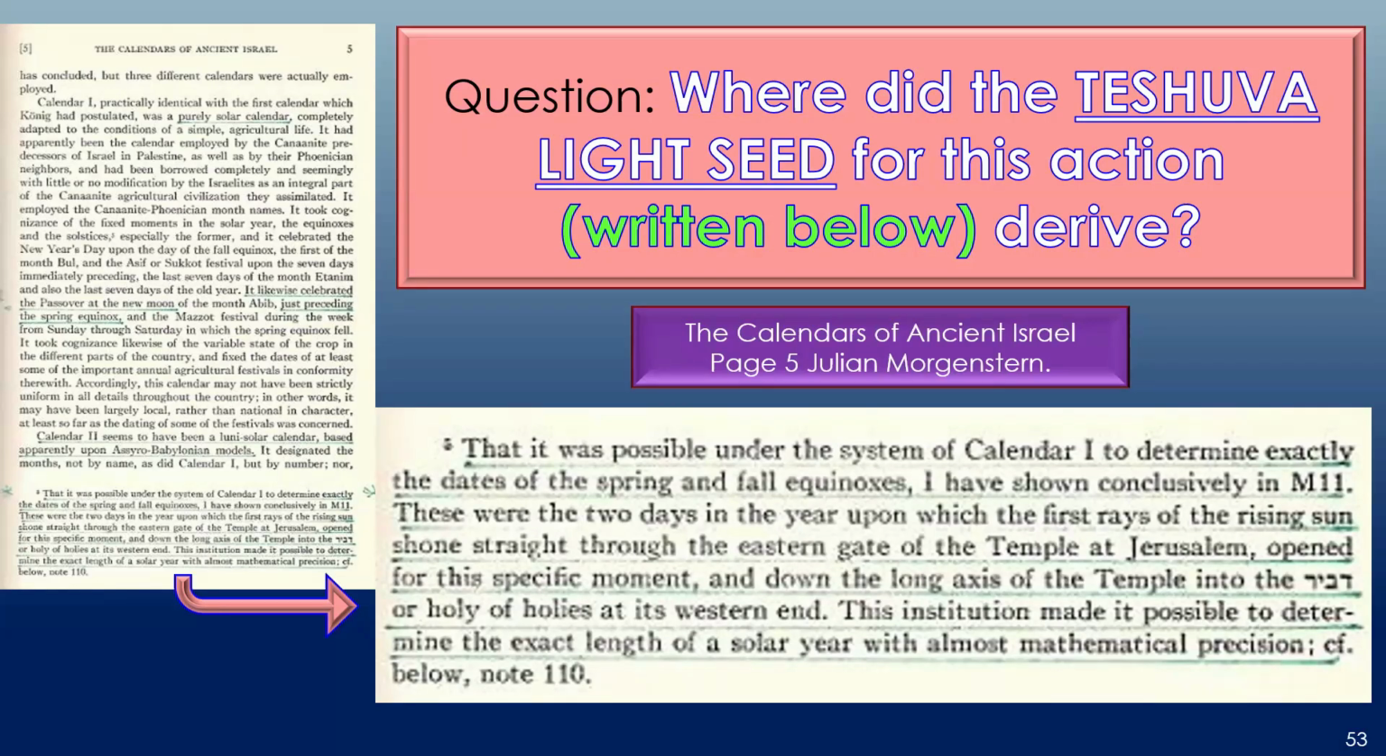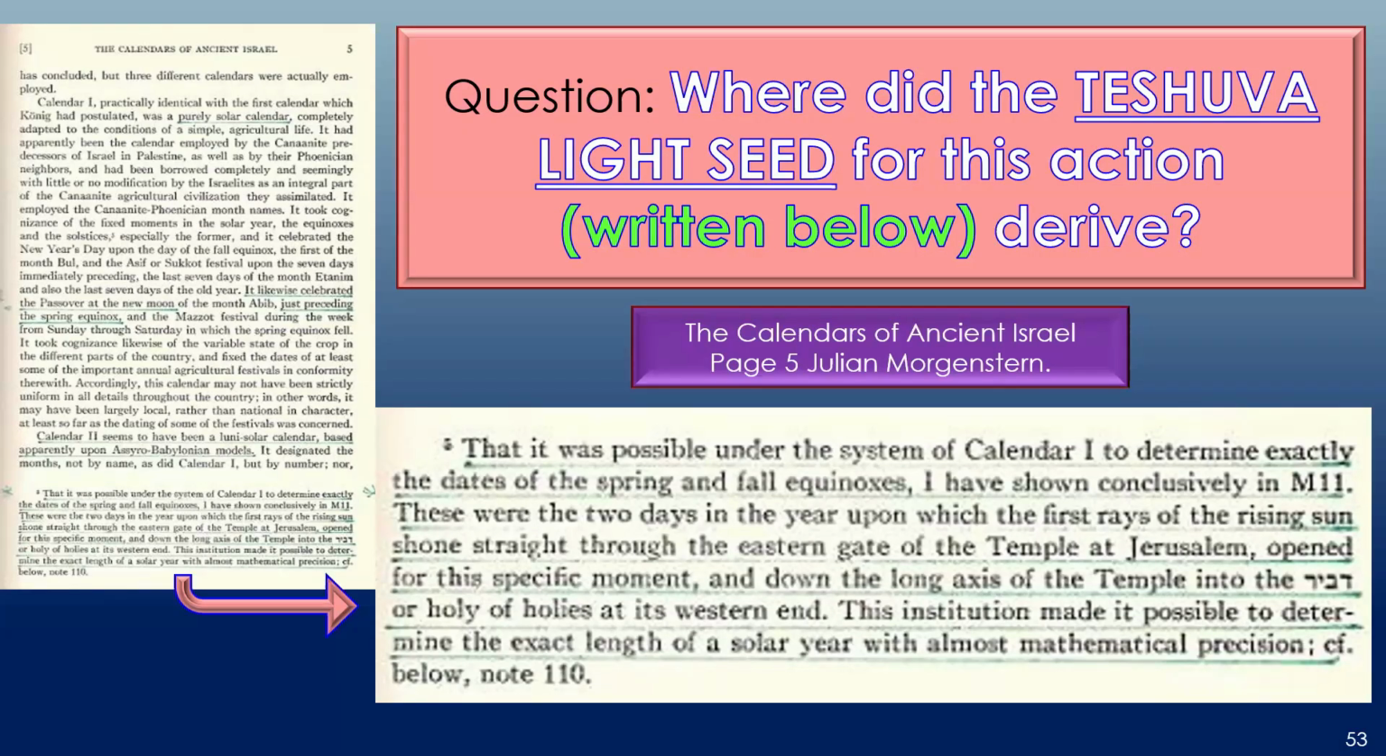I'm going to read this again because I need you to understand what's happening here. We are not taught this, everyone. This is not taught coming out of Jerusalem. In fact, this is hidden, covered, disguised, or removed from our understanding. But this is given to us from Julian Morgenstern, who brought this to us from historic records. I'm going to read this again, talking about the spring and fall equinoxes.